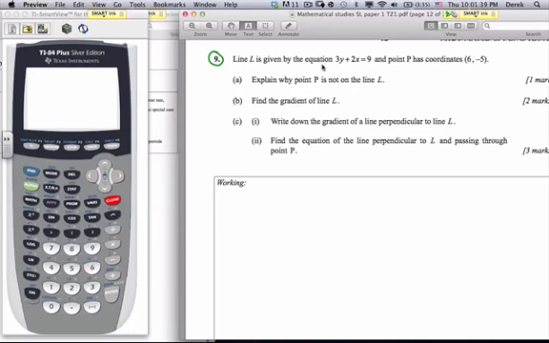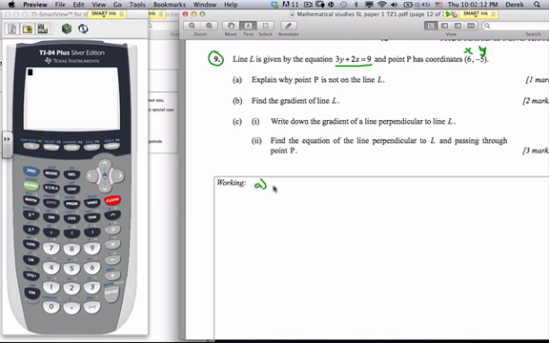Line L is given by the equation 3y plus 2x is equal to 9, and point P has coordinates (6, -5). Explain why point P is not on the line L. Now obviously this is my x and my y for my coordinates, and if point P was on the line, then putting our y and x into the equation would give me 9. So let's just check that out.